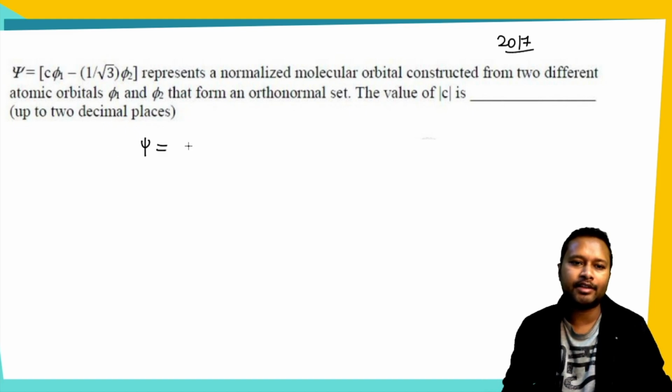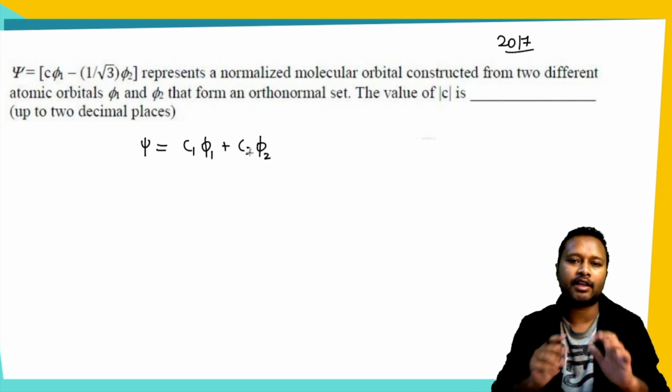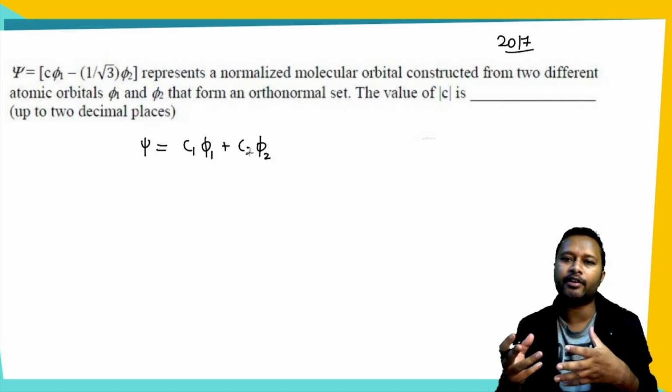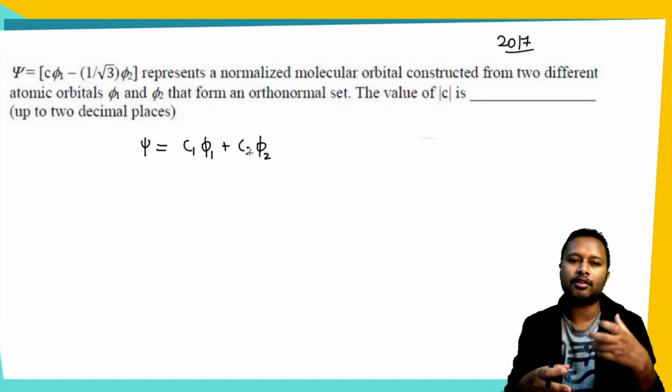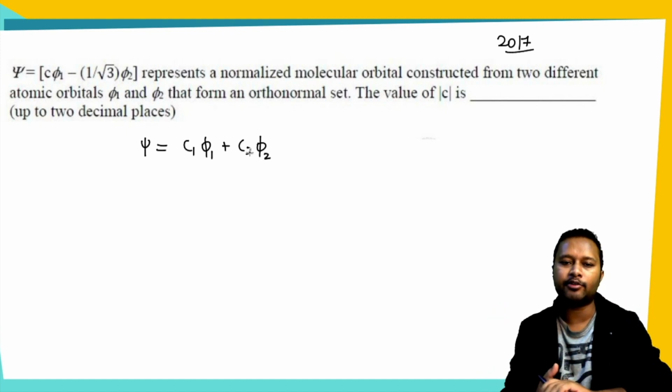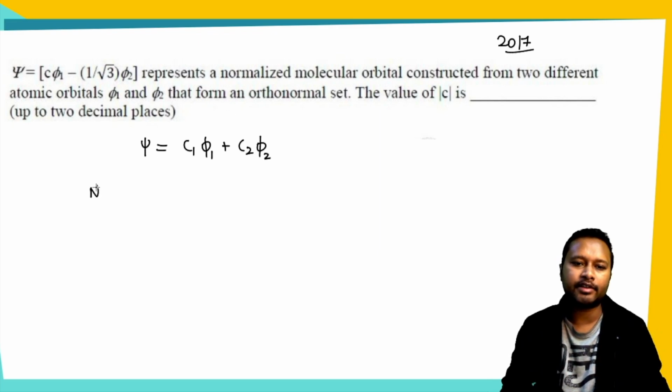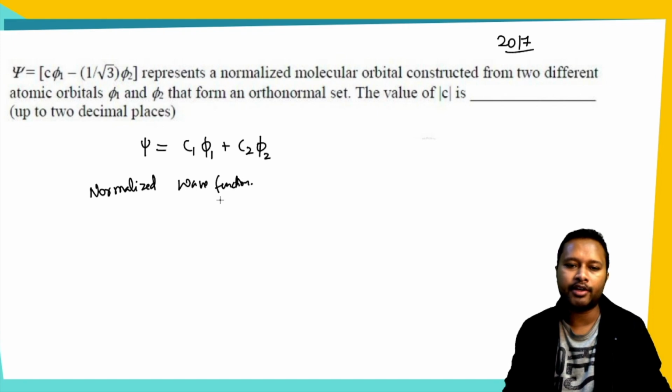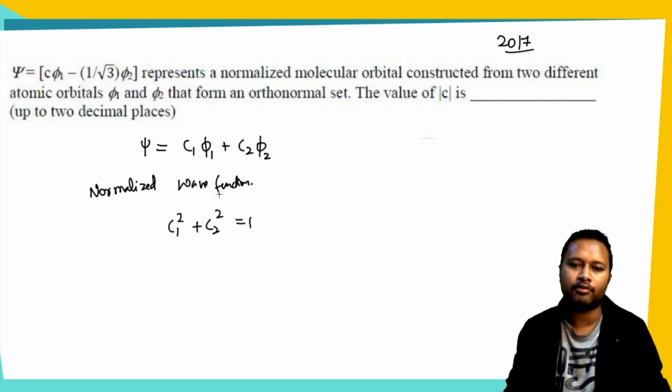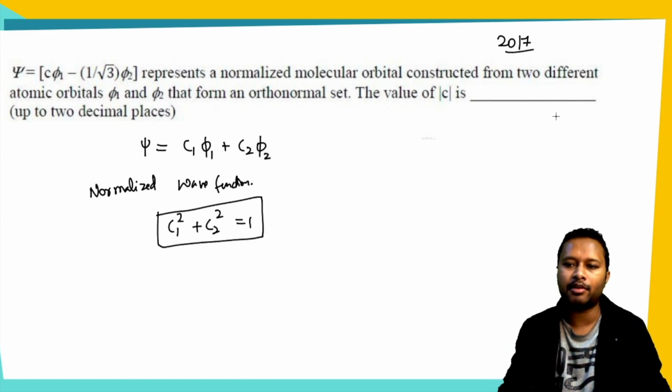If psi is equal to, let's say, c1 phi 1 plus c2 phi 2, I have just taken an example where psi is a wave function constructed from two atomic orbital wave functions phi 1 and phi 2. Then in that case, if this is a normalized wave function, I have a particular condition for that. The condition is that c1 square plus c2 square should be equal to 1. This is the condition which it should follow in order to become a normalized or orthonormal wave function.